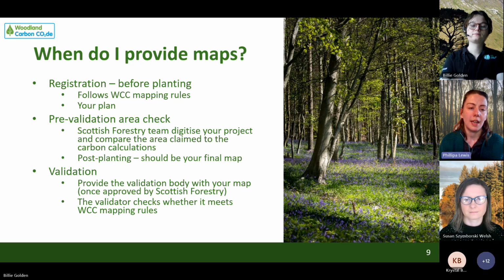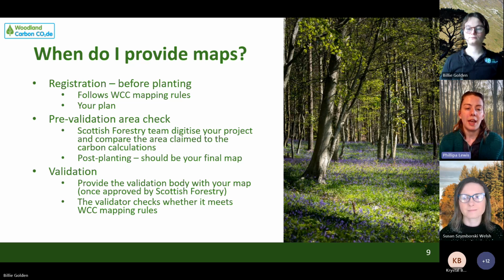The next stage at which we'll ask you to submit your Woodland Carbon Code project map to us is during this pre-validation area check. In essence, it's where the team ourselves digitize your project and compare the area claimed in your PDF map to the carbon calculations document. So we'll ask you to submit both documents at this stage. The map you provide to us should be post-planting, so it should be your final map. It should be accurate and representative of what you've planted on the ground.